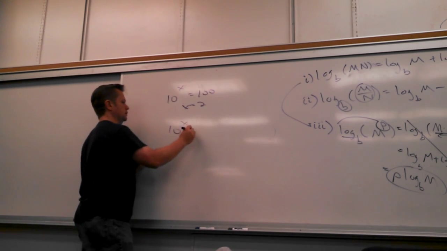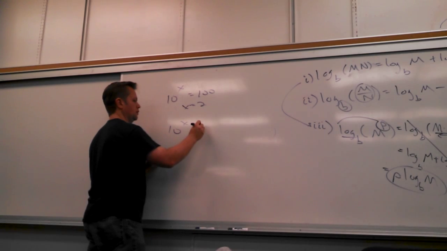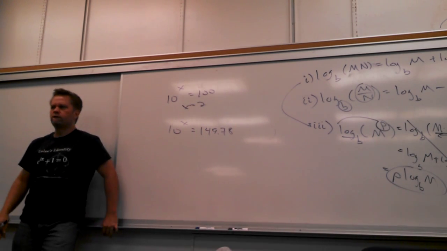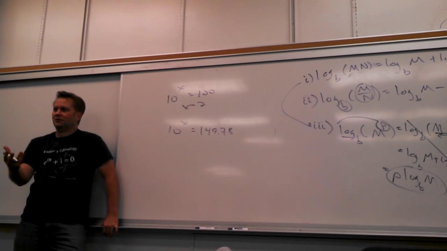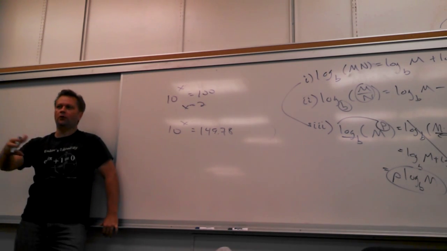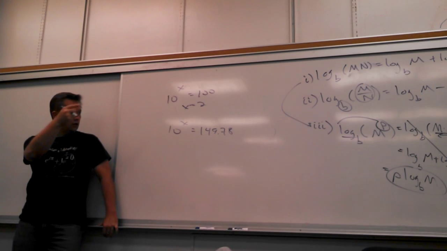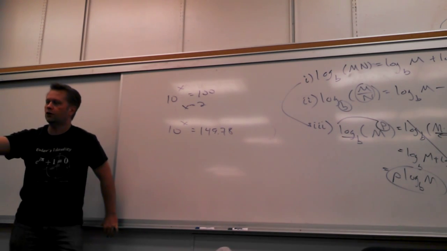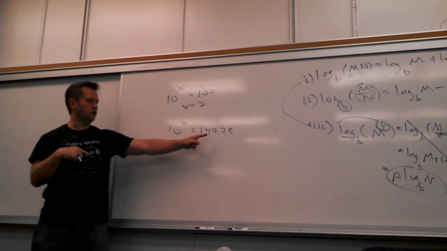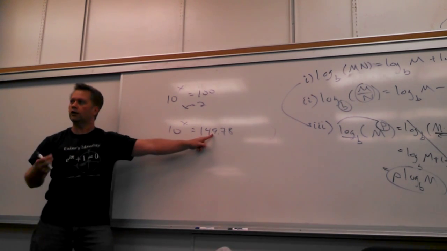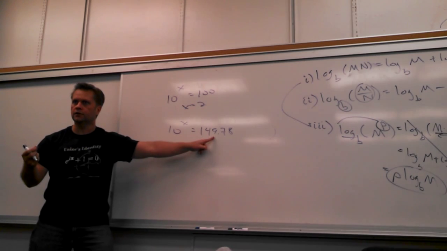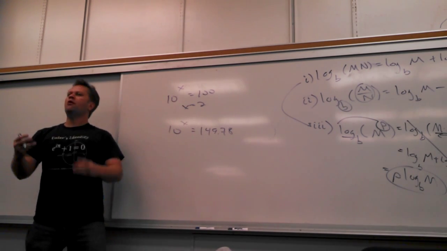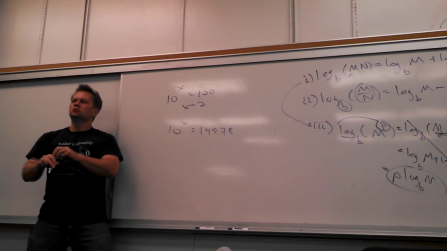What about 10 to the x equals 149.78? That's going to be 2 point something. Is that cool? Because 10 to the third power is 1,000. So between 2 and 3, a lot closer to 2, because it's nowhere near 1,000. Are you guys with me on my thought process? So the answer is going to be like 2.0 something or 2.1 something maybe. But I want the exact answer.